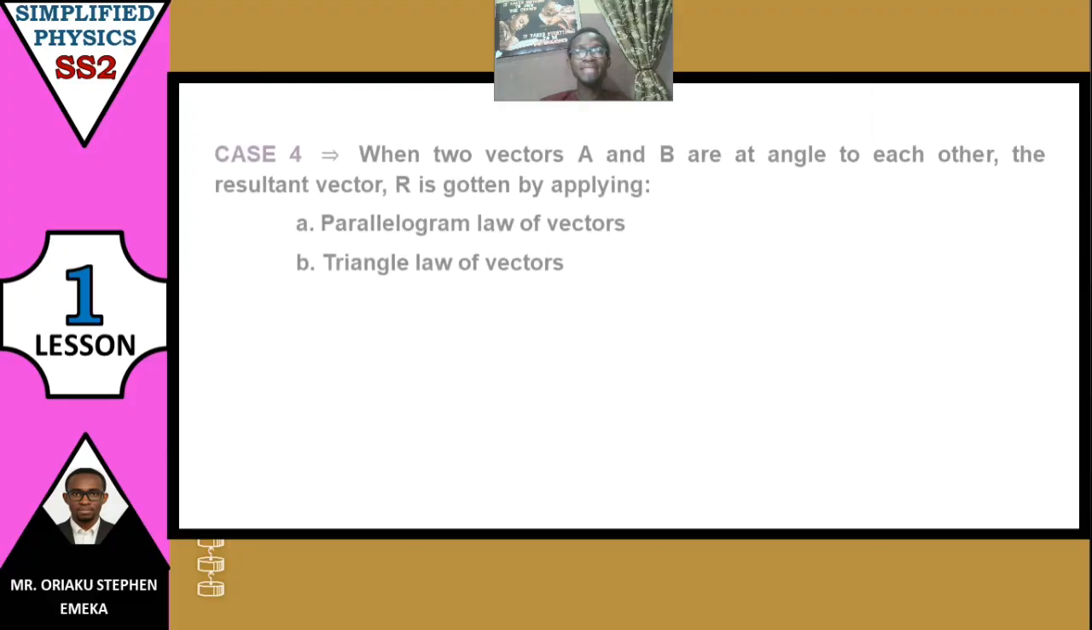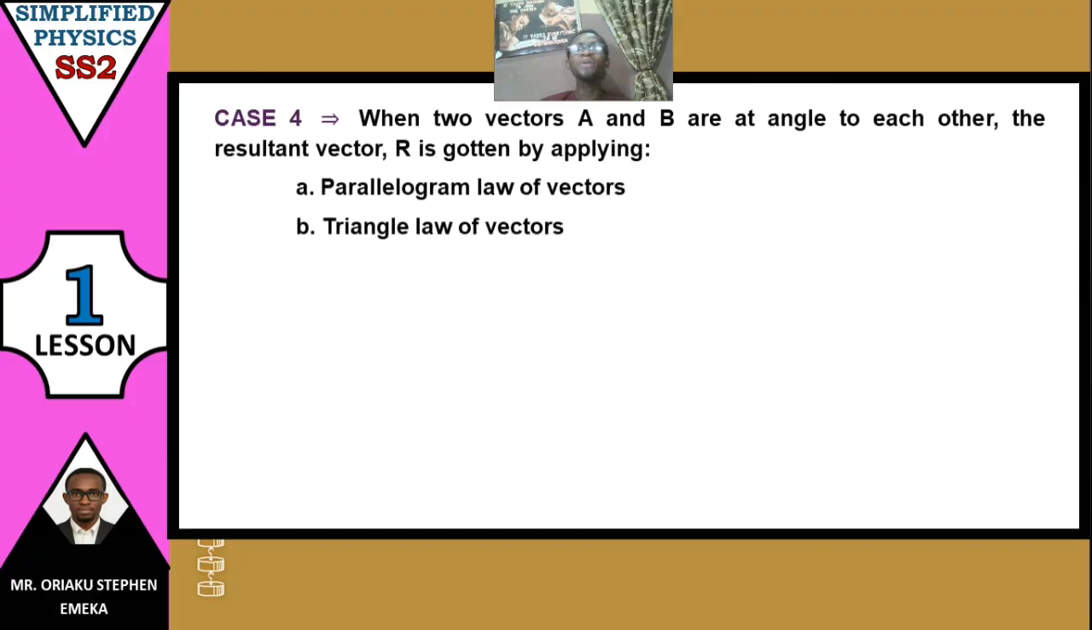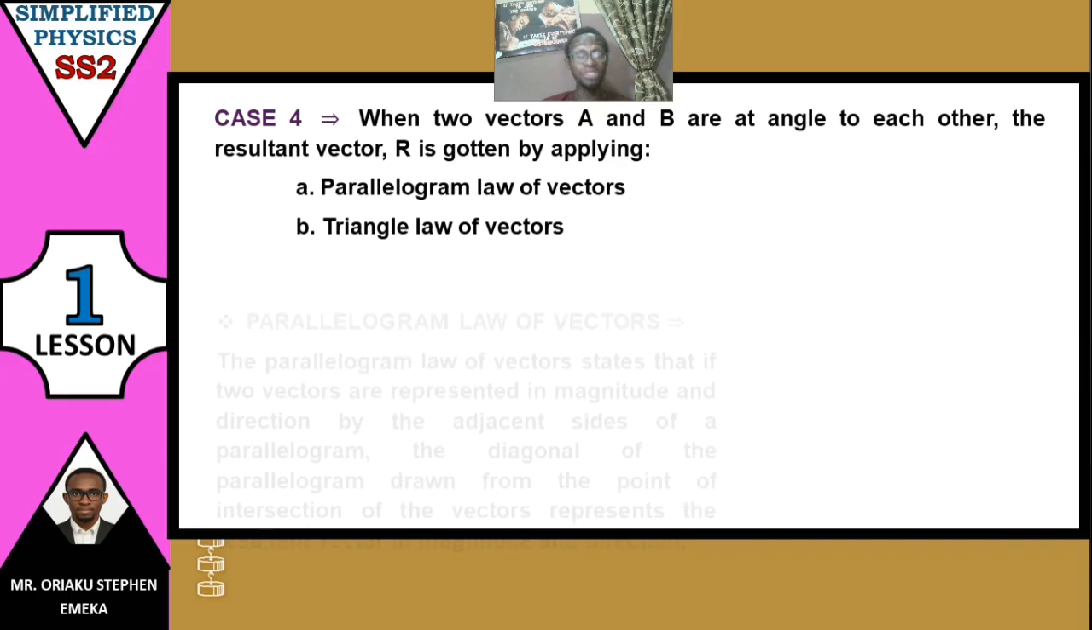Let's get to the next one, case 4. Case 4 is when two vectors A and B are at an angle to each other, but this angle this time around is not 90 degree.